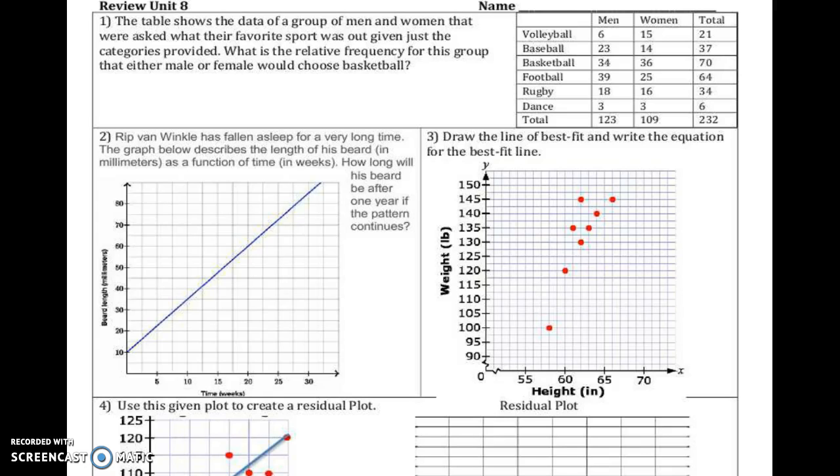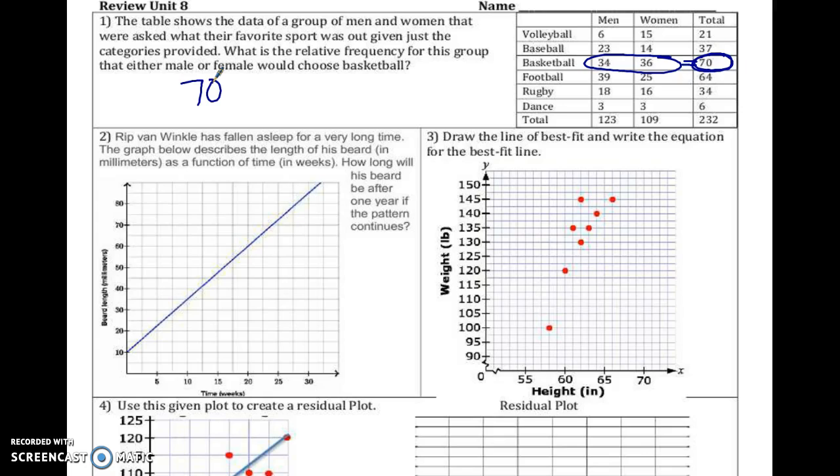So the relative frequency is a percentage. We're finding the percent of men and women that would choose basketball out of this table. If you look, we've got the men and women right here, but we already have the total here. So we're going to use the total men and women, which is 70, and we want a percent. So we're going to do part out of total and then times it by 100.